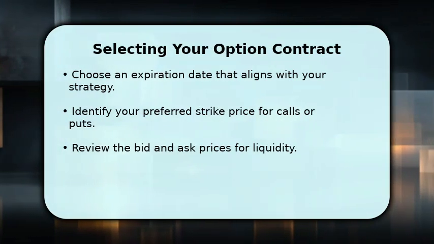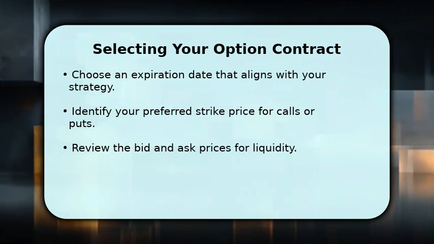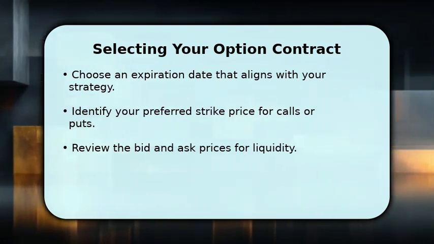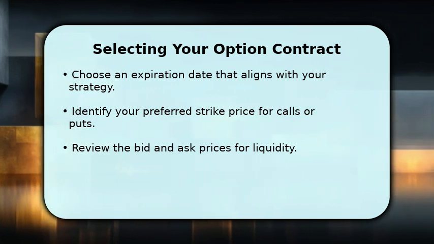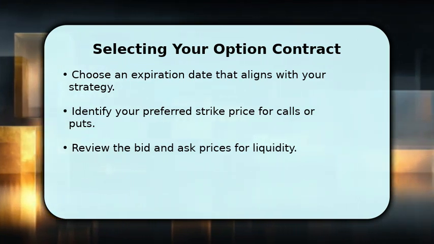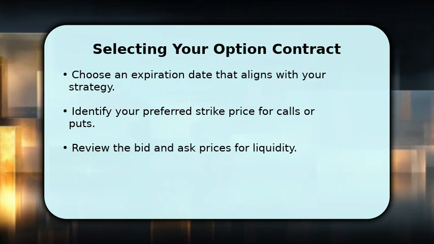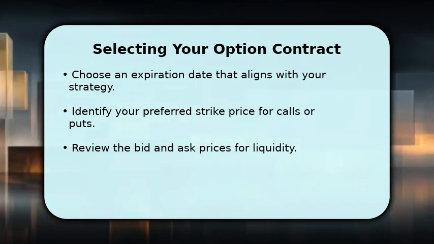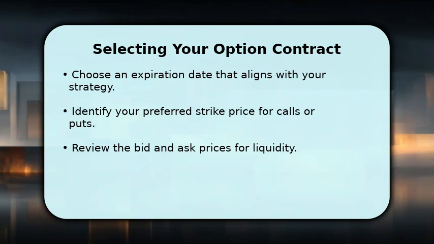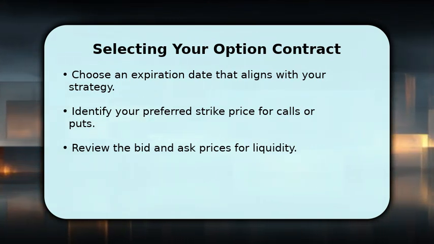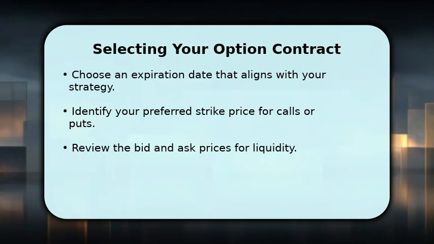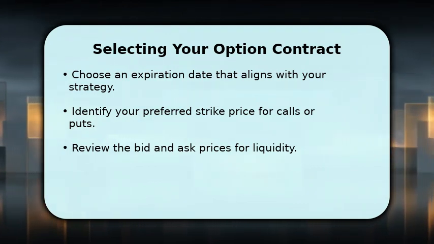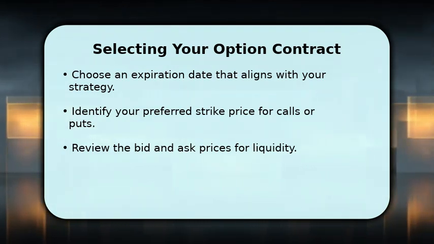Once you're in the options chain, you'll see a list of expiration dates. Click on one to expand the chain and view available strike prices. Calls are typically on one side, puts on the other. Decide if you want to buy a call, betting the stock price will rise, or a put, betting it will fall. Look at the volume and open interest to gauge liquidity, aiming for contracts with good activity.